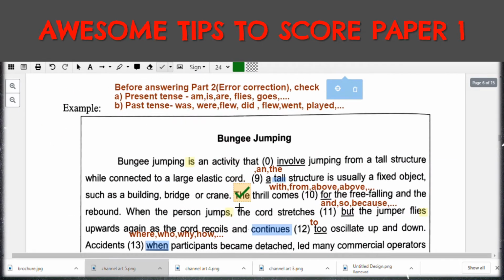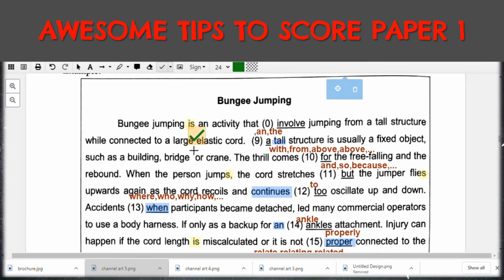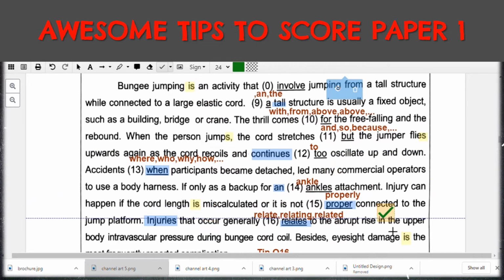However, be careful. Sometimes you have a mixture of tenses. Like this passage, you see. How do you know it's present tense? It is, jumps, flies, is.